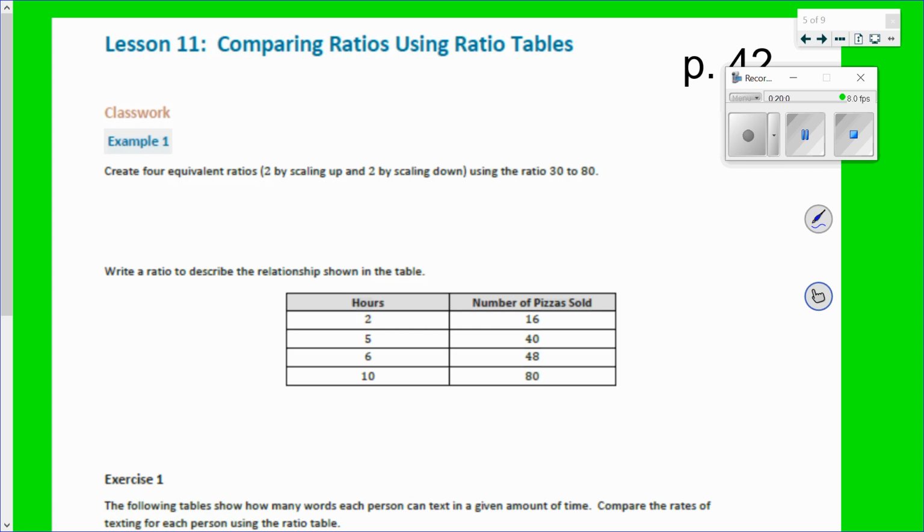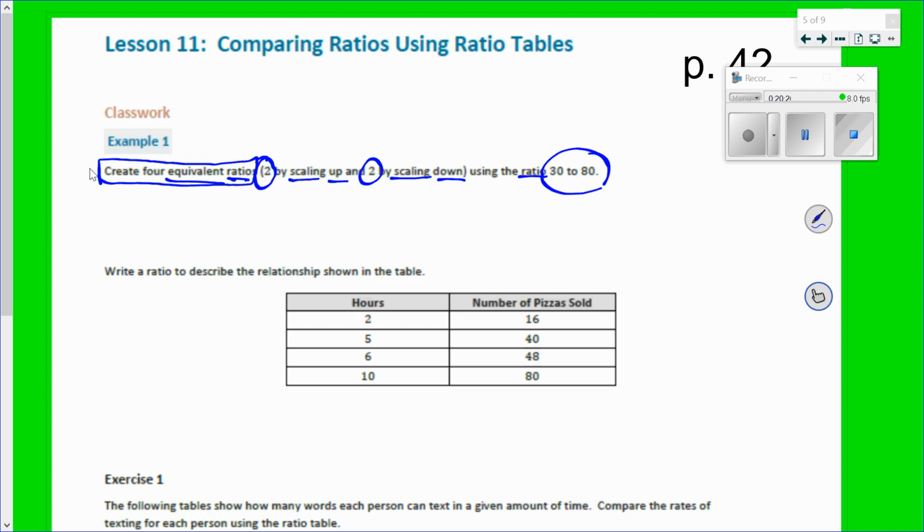Okay. It says create 4 equivalent ratios. There are my instructions. Create 4 equivalent ratios. Equivalent ratios. What does that mean? Olivia. Equal. Ratios that are equal. Good. 2 by scaling up, 2 by scaling down. Using the ratio 30 to 80.